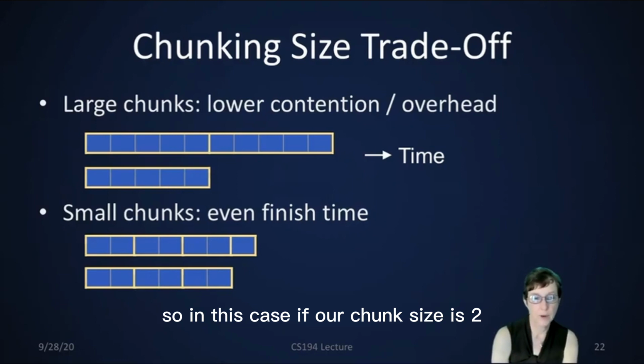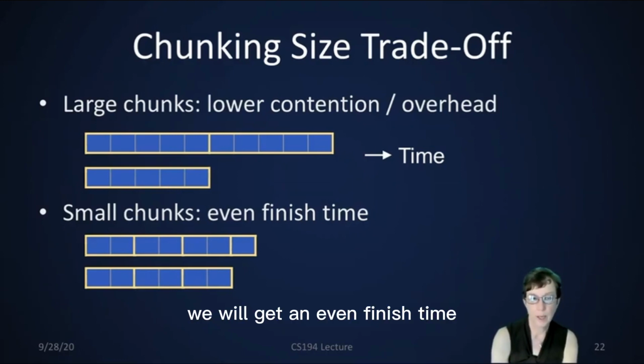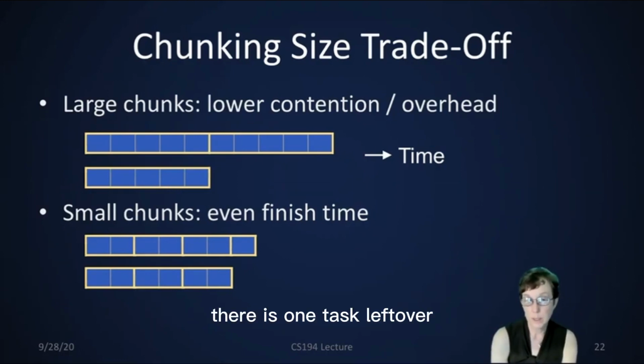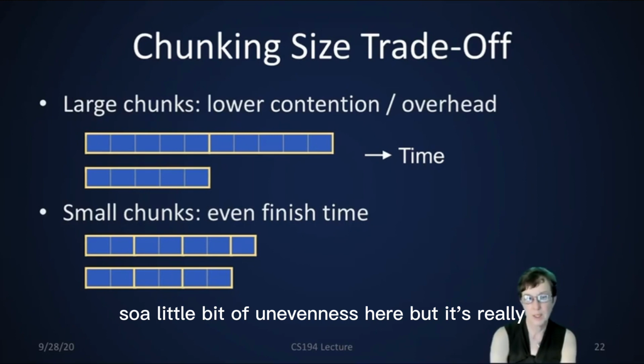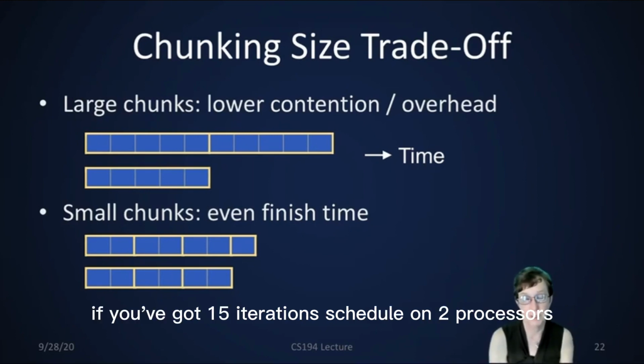So in this case, if our chunk size is 2, we will get an even finish time. There is 1 task left over because there were an odd number of tasks in this case. There were 15 and we have 2 processors. So it's a little bit of unevenness here, but it's really as much as you can do if you've got 15 iterations to schedule on 2 processors.